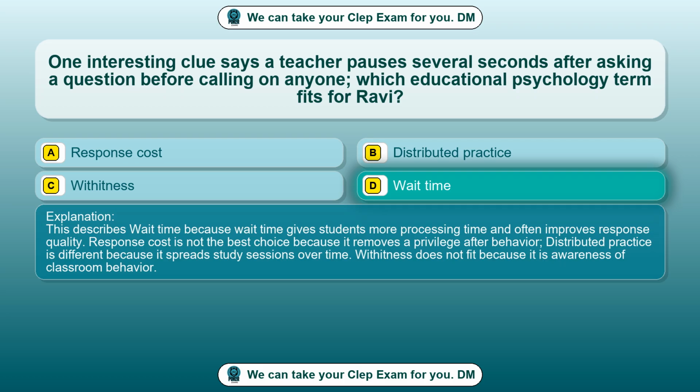This describes wait time because wait time gives students more processing time and often improves response quality. Response cost is not the best choice because it removes a privilege after behavior. Distributed practice is different because it spreads study sessions over time. Witness does not fit because it is awareness of classroom behavior.